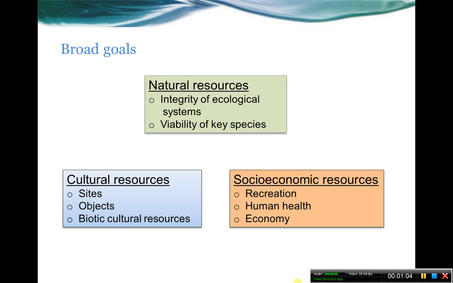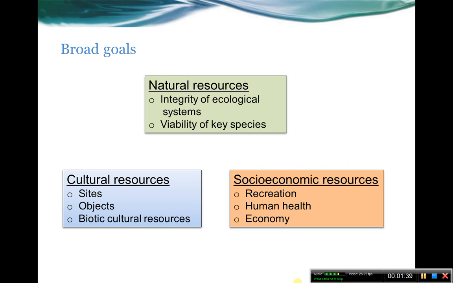Some reminders here about some of the background. I know a lot of you have been involved in this process. There are three broad types of resources. We talk about the natural resources, the cultural resources, and the socioeconomic resources in the cooperative. The natural is really focused on, at this point, the integrity of ecological systems, with a caveat that we may, if this doesn't work, eventually need to start thinking about the viability of key species in addition to that.